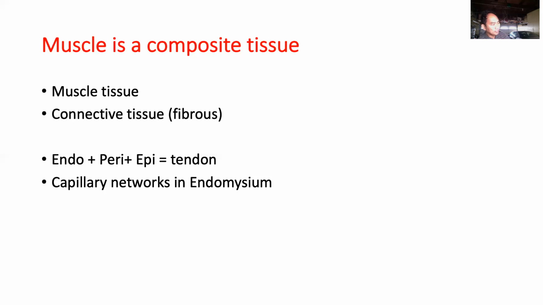So there will be lots of blood vessels, which are very small, and we call these blood vessels capillaries. They form a mesh and network inside the endomysium. So inside the endomysium, we get a lot of blood vessels, a lot of nuclei, and a lot of sarcoplasmic reticulum.